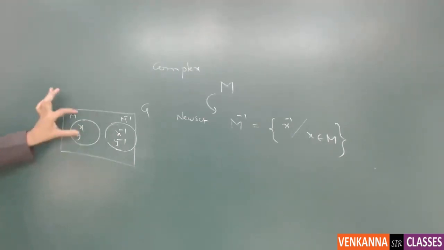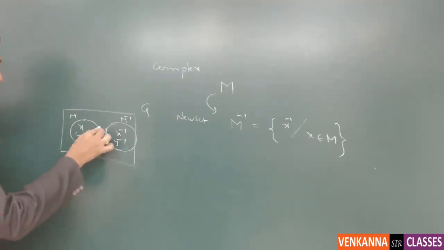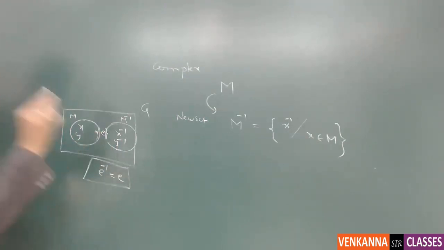But actually, this is a subset of the group. This is a subset of the group. That's it. And the common thing is, these will have the common element identity, because the inverse of identity is identity itself.